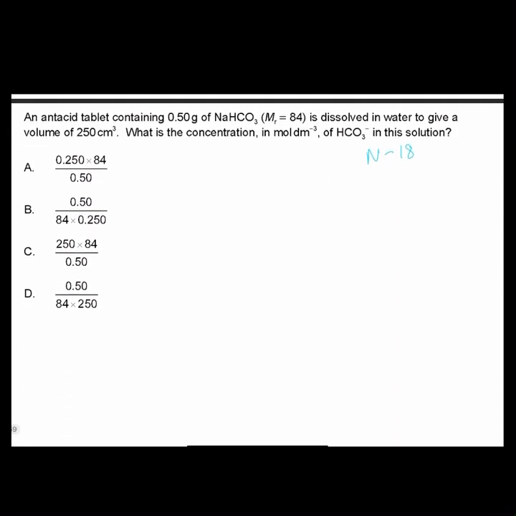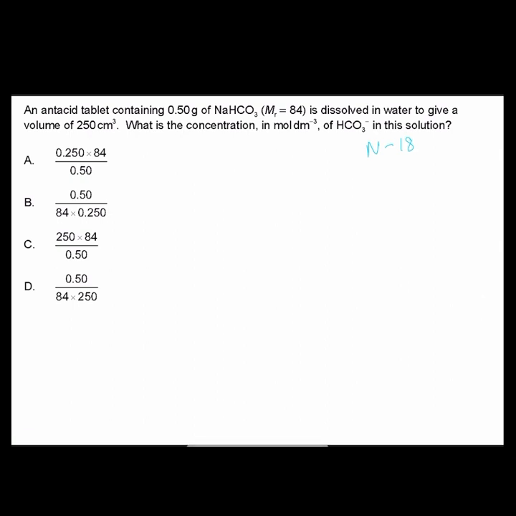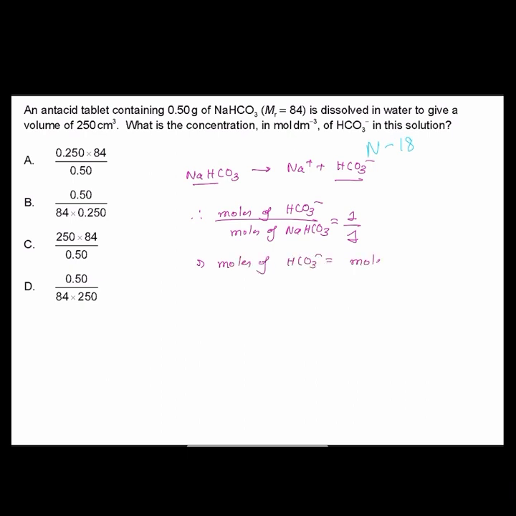Moving on to the next question, this is from November 18. An antacid tablet containing 0.5 grams of NaHCO3, sodium bicarbonate, is dissolved in water to give a volume of 250 centimeter cube. What is the concentration of HCO3 minus in this solution? NaHCO3 would decompose into Na plus and HCO3 minus. If you write the stoichiometric relationship, moles of HCO3 minus by moles of NaHCO3, this ratio would be 1 by 1 because the coefficients are 1 and 1 in both cases.